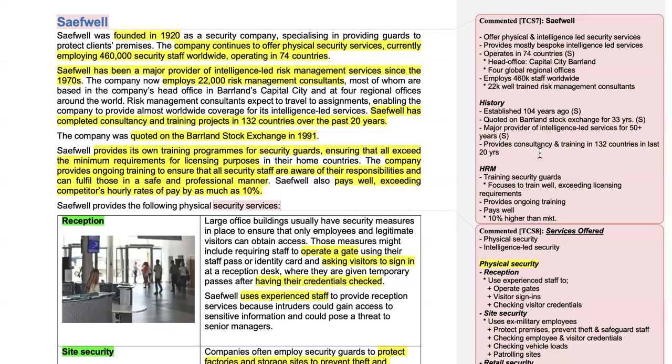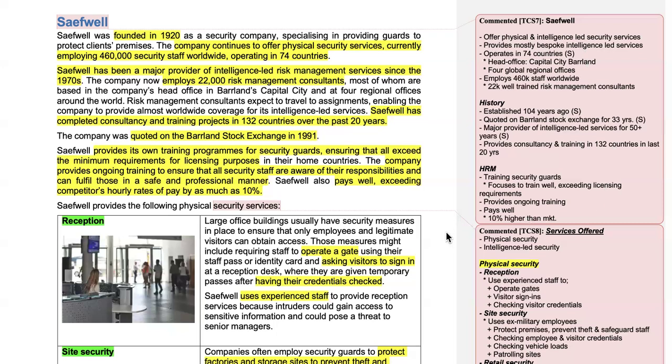And we have been a major provider of intelligence-led services for the past 50 plus years. Again, a significant strength of our company. And we have been providing consultancy and training in 132 countries in the last 20 years. So we have a significant global presence when providing both physical and intelligence-led security services, as well as conducting training initiatives. Because when it comes to training, we are operating across 132 countries. And when it comes to providing physical and intelligence-led services, we are operating in 74 countries.